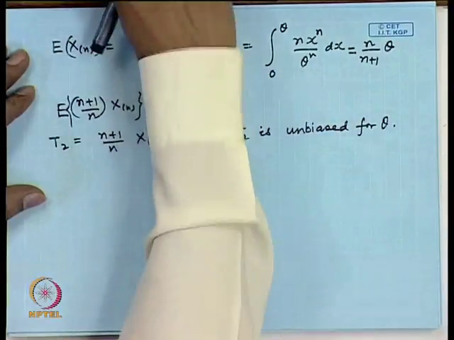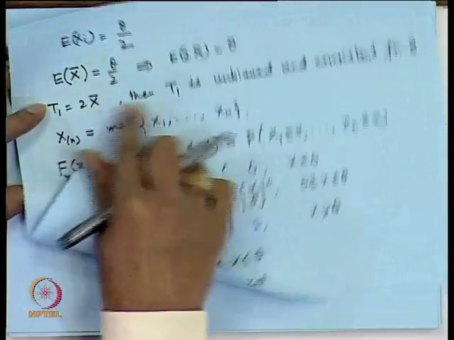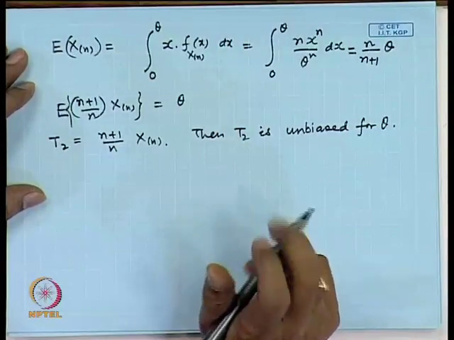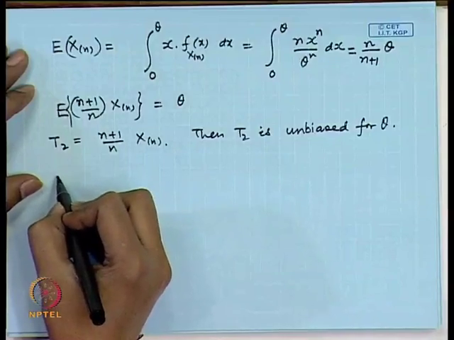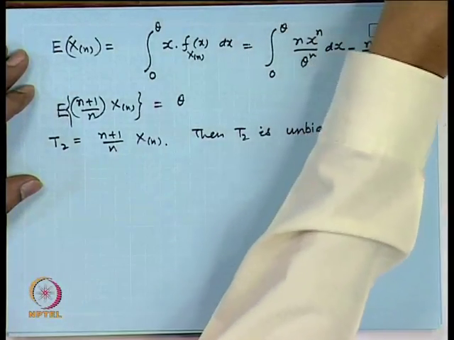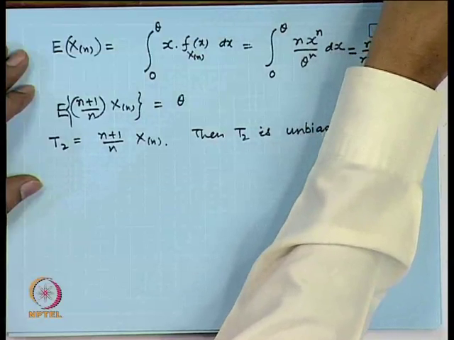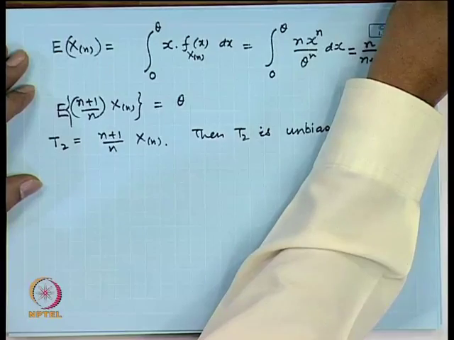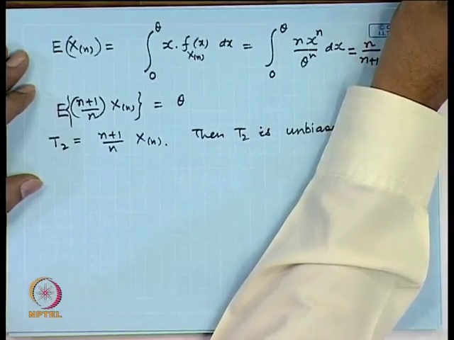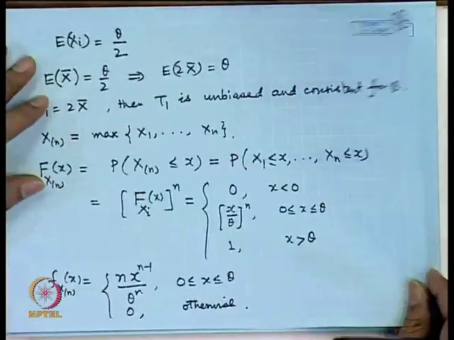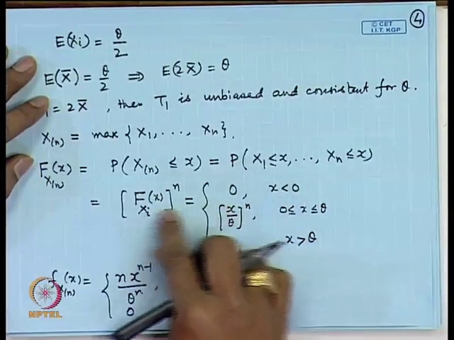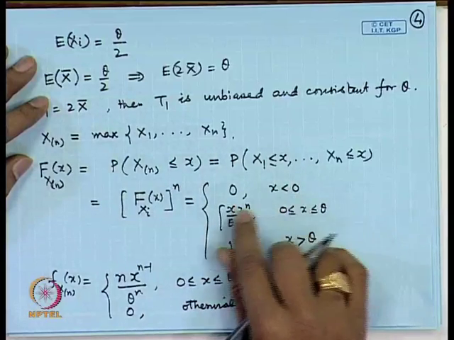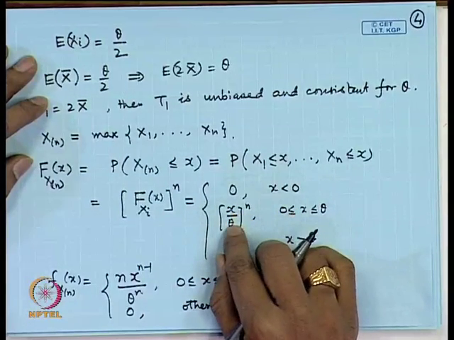We had obtained estimator T 1 as 2 x bar, which is unbiased, and now I have obtained T 2. Let us check the probability of modulus x n minus theta greater than epsilon, whether it tends to 1 or not. That we can check from here also. If we take the limit of this cumulative distribution function, now here x is less than or equal to theta.